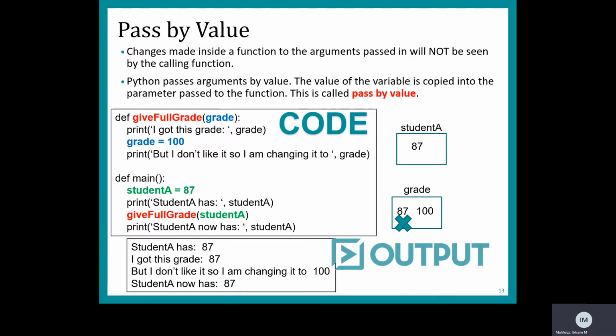But if you move on and learn about objects and writing your own classes in Python, like the object-oriented part of Python, you will learn about something else, a different concept called pass by reference, where you're actually giving a reference to your RAM space. Here, give full grade doesn't see the RAM space student A is living in. All it got was the 87.